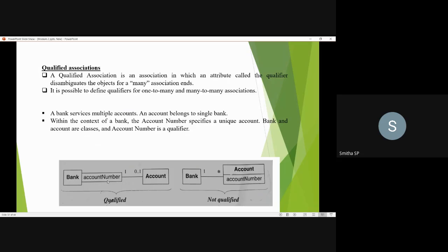So here it can't have ambiguities. The qualifier disambiguates the objects, so duplicates cannot occur here. Because the account number specifies a unique account, bank and account are the classes and account number is a qualifier. So we can call this association a qualified association, since we are using a qualifier here.